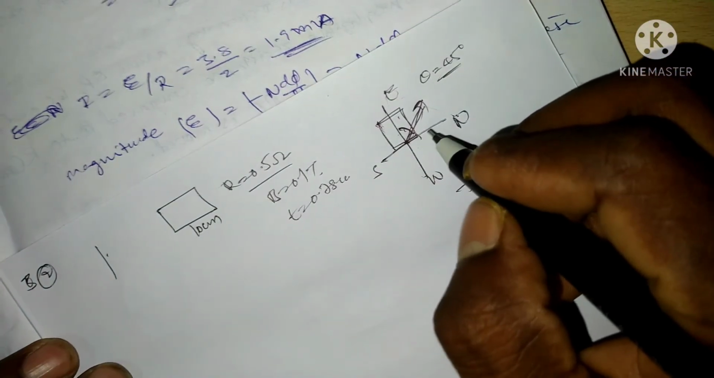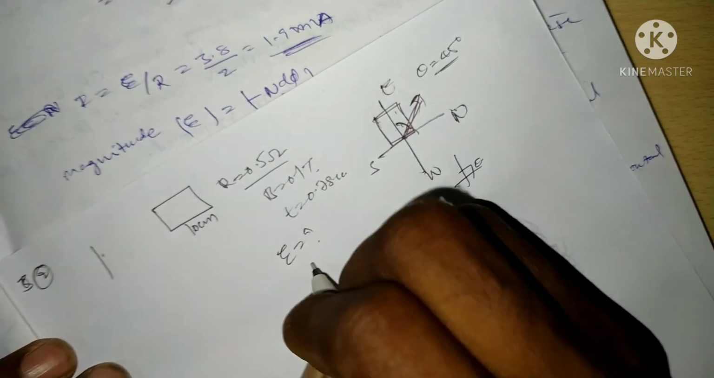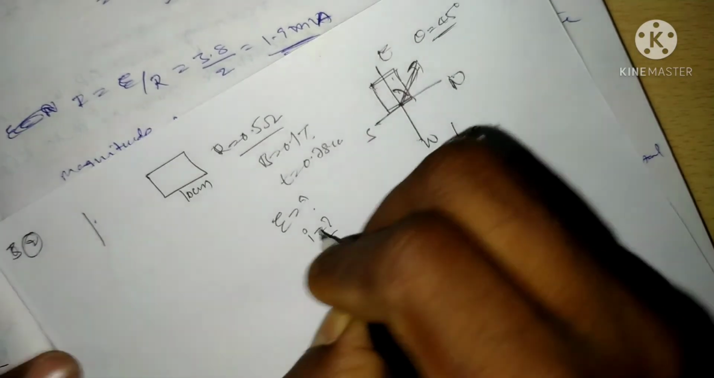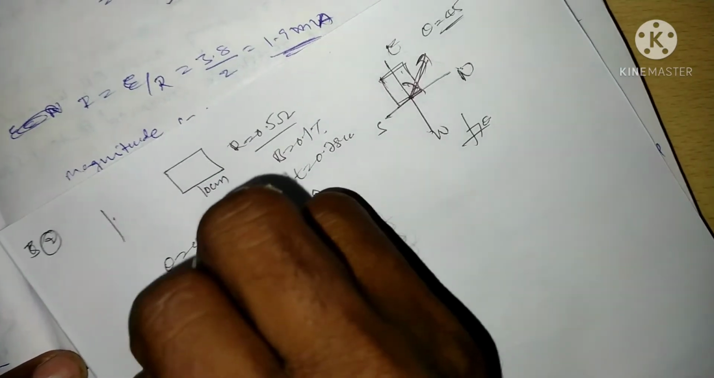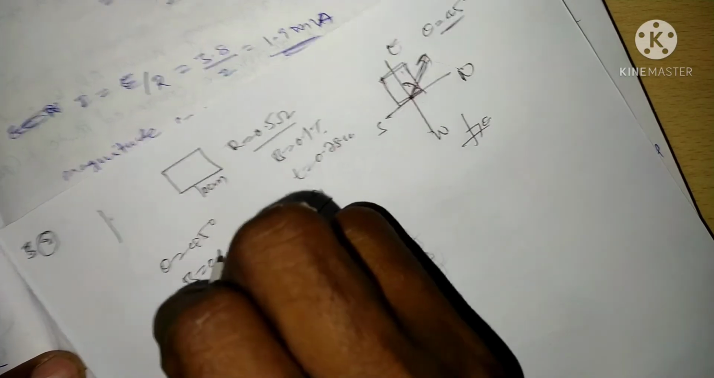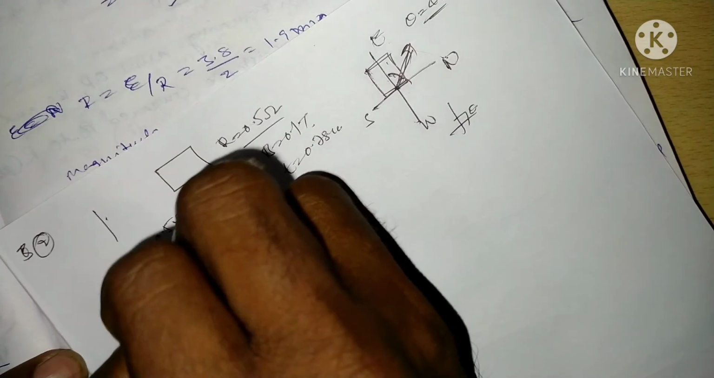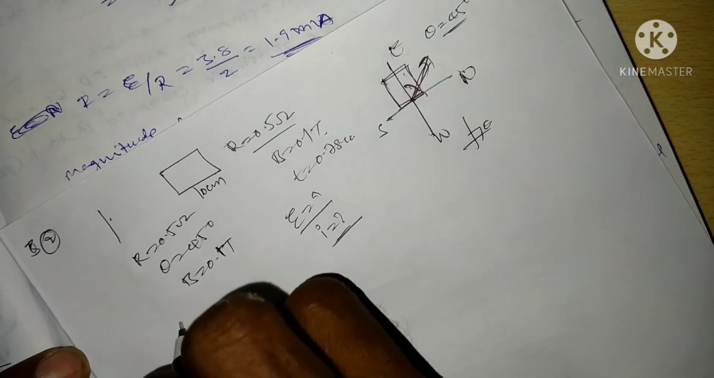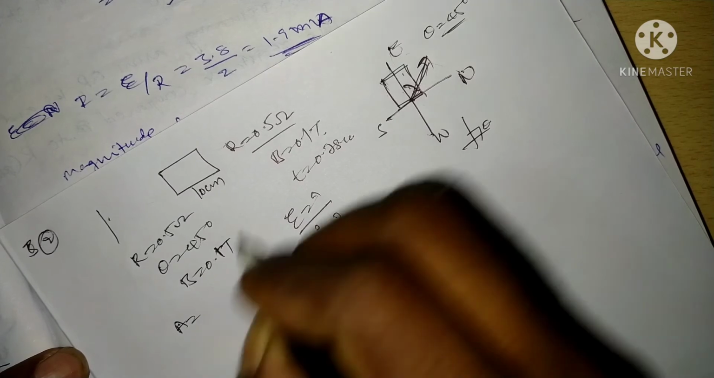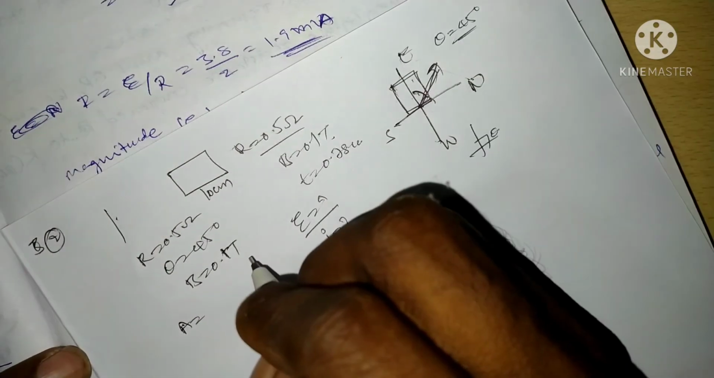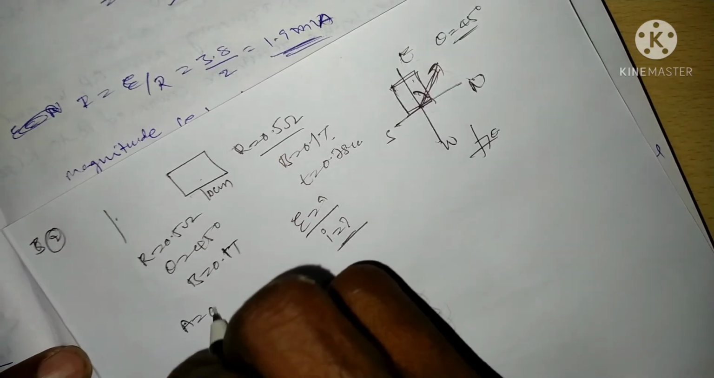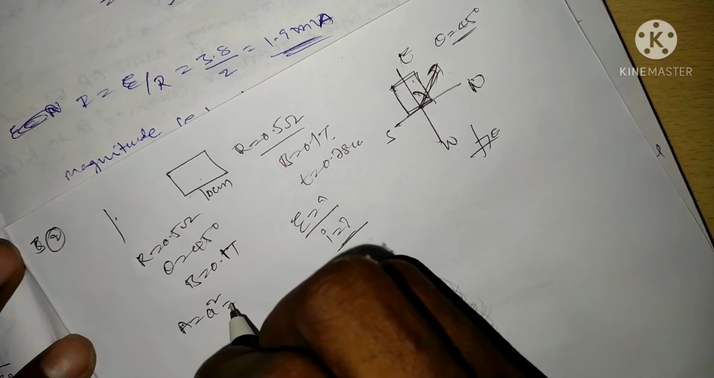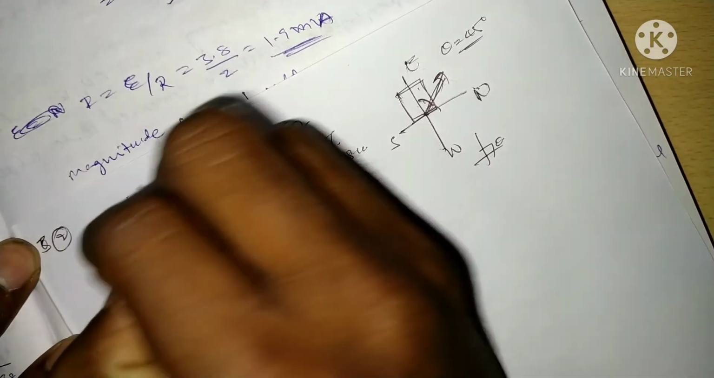We find the induced EMF and current. Theta is equal to 45 degrees, B is equal to 0.1 Tesla, R is equal to 0.5 ohms. Now the area: what is the area of the square? That is a square, and we need its side.